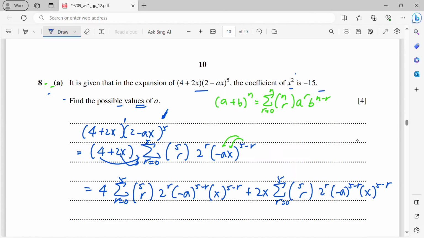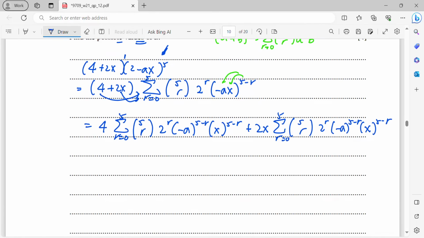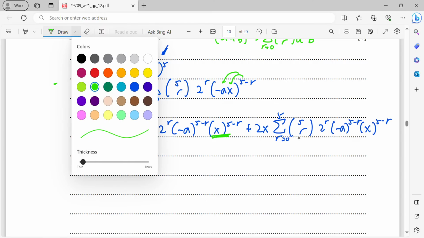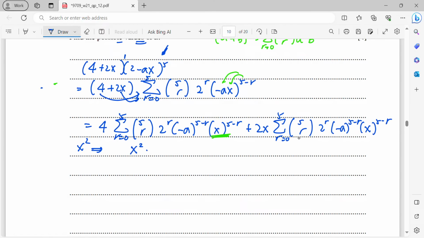Okay, now look at here. The coefficient for x squared is negative 15. So now I have to find out the r value for each expansion so that I'm getting x squared. So to get x squared, for the first expansion here, this is a term with the x. So x squared equals to x to the power 5 minus r. So 2 equals to 5 minus r. That means your r is 3.